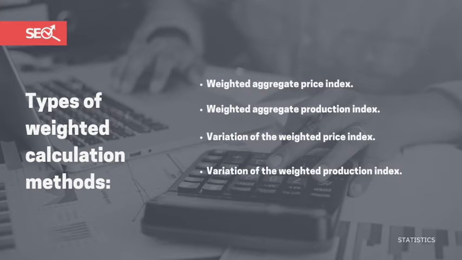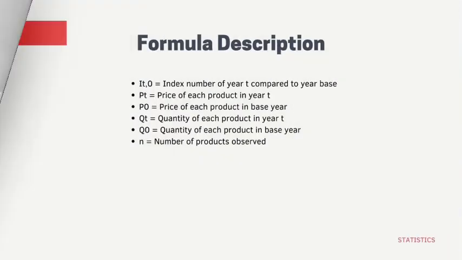And the third, we have types of weighted index calculation methods. Namely, first, weighted aggregate price index. The second is weighted aggregate production index. And the third, we have variation of weighted price index. And the last is variation of weighted production index.